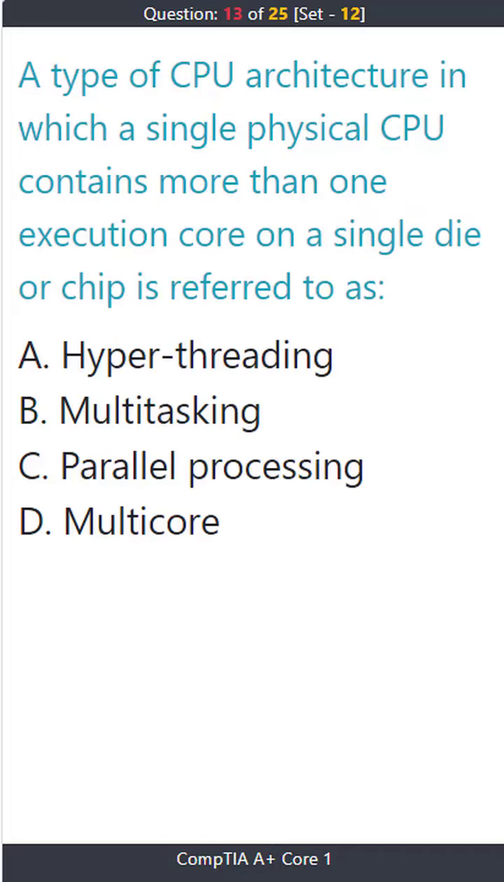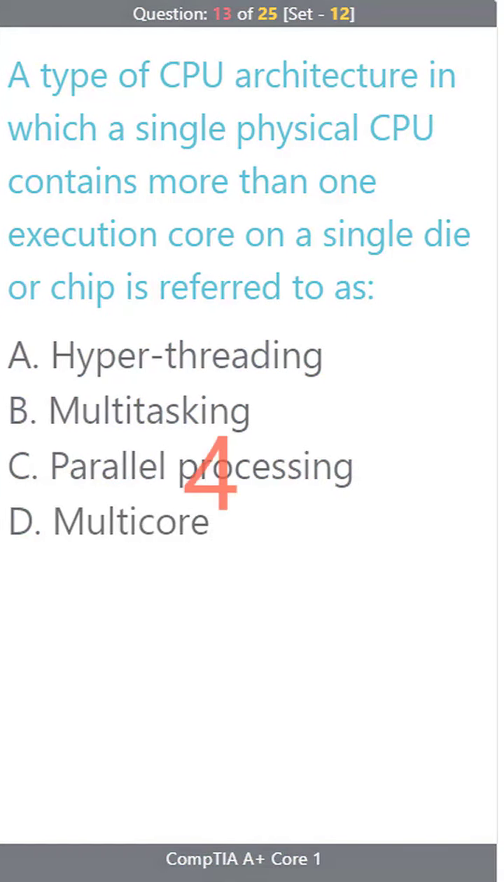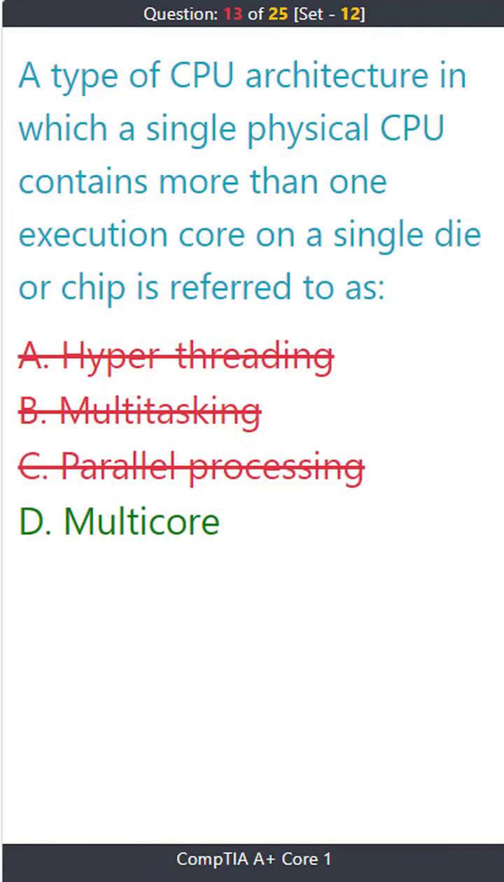Question 13. A type of CPU architecture in which a single physical CPU contains more than one execution core on a single die or chip is referred to as A. Hyperthreading, B. Multitasking, C. Parallel processing, D. Multi-core. The correct answer is D. Multi-core.